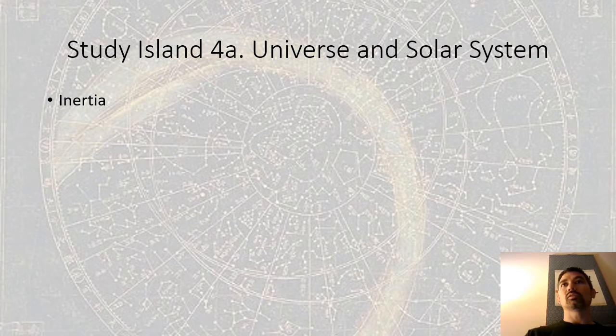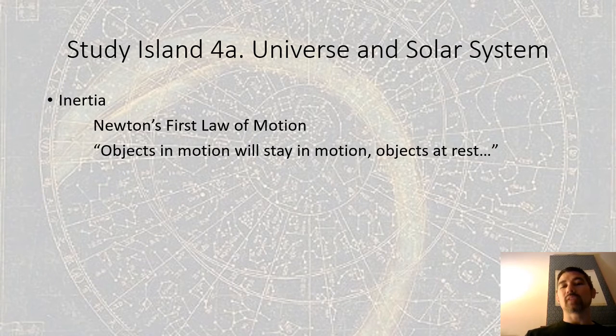So inertia is very much related to Newton's first law of motion. And we learned Newton's first law of motion last year. Newton's first law of motion has to do with objects that are either at rest or moving. Okay, so objects at rest will tend to stay at rest. Objects in motion will tend to stay in motion unless acted upon by an outside force. So that's what inertia is. Basically, if something's moving in a certain way, it's going to keep moving that way. If it's not moving at all, it's not going to just start moving without any other force acting on it.